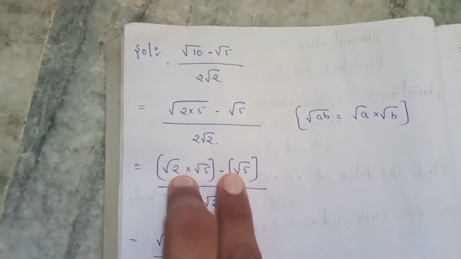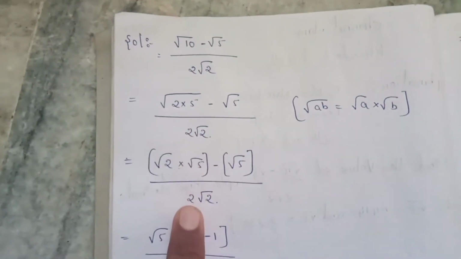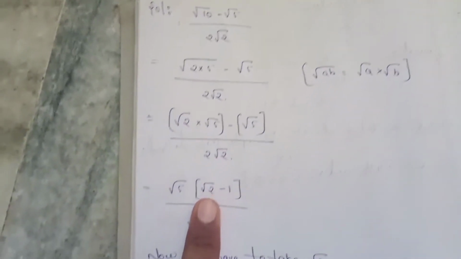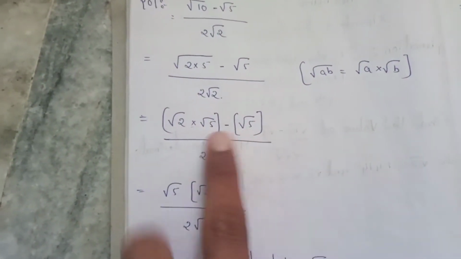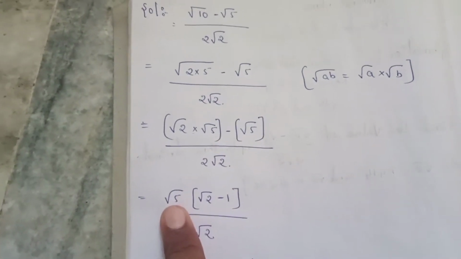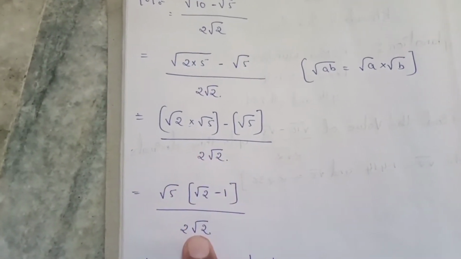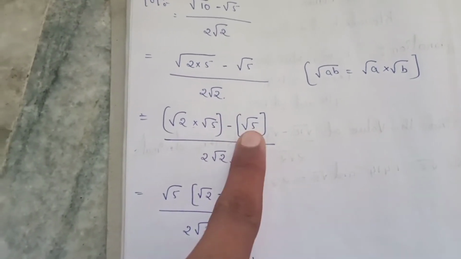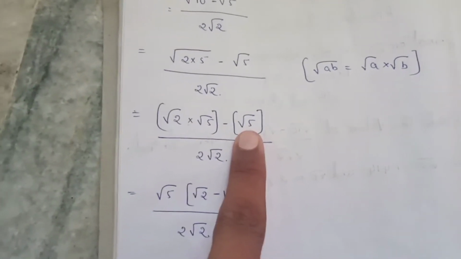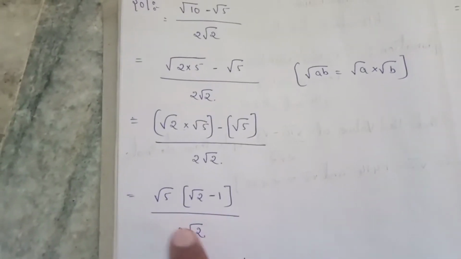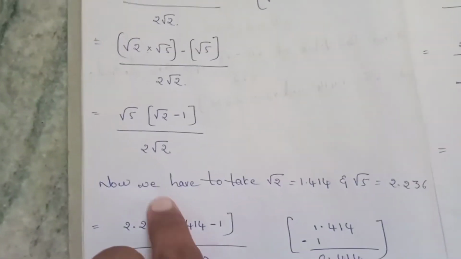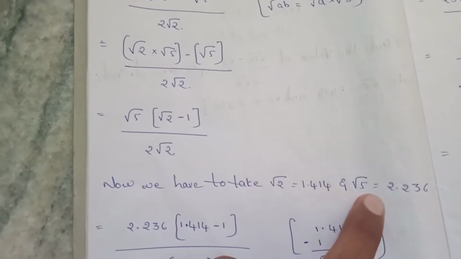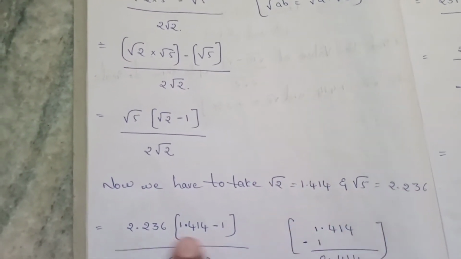Here two terms are present. The same 2 root 2 we have to write in the denominator. In these two terms, which is common? Root 5 is common. What is left here? Root 2 minus 1. So we write (root 2 minus 1) by 2 root 2. In the question, what did they say to take? Root 2 as 1.414 and root 5 as 2.236.